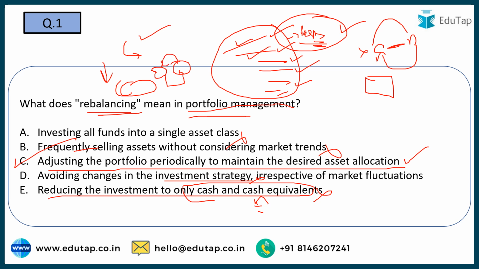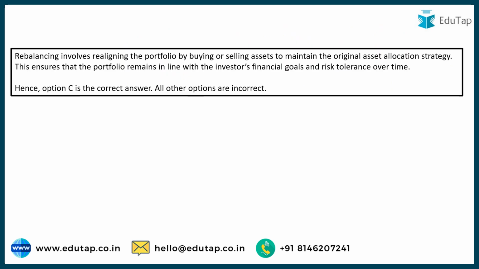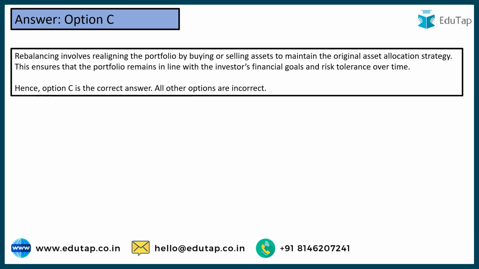Okay, so this is what the meaning of rebalancing is, which you generally do at the end of year. At the end of year, because at the end of year you can evaluate how is the performance of one particular asset class vis-a-vis the other one. So that's why the correct answer over here will be option number C. Here is the explanation as well. If you see, this is the explanation, and the correct answer over here will be option number C.